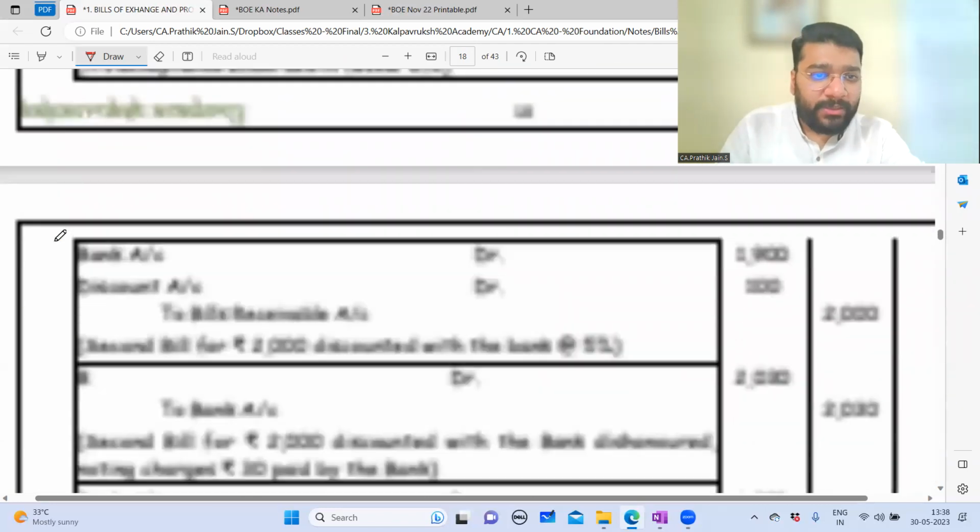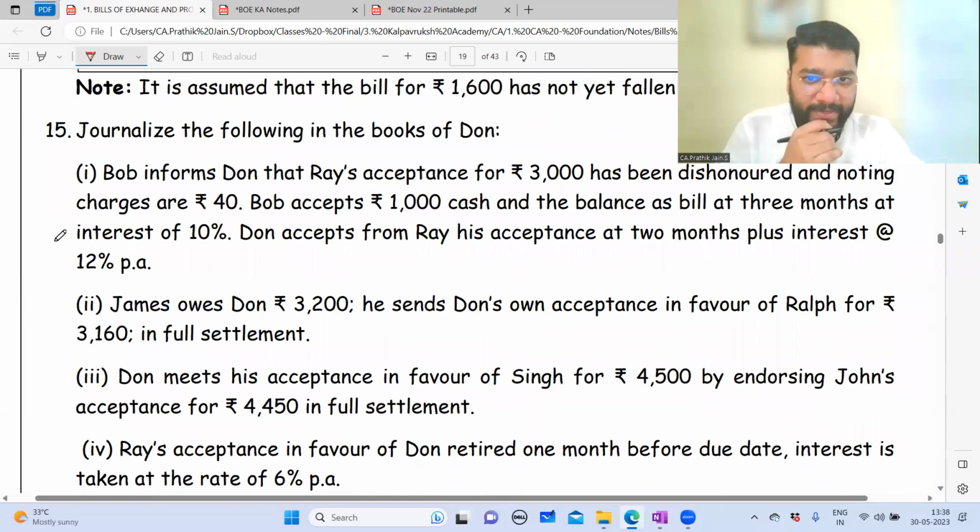Sir. Yes, boss. Can you send the scanner alone? Yes. Just put a message in the group. We'll encrypt and send it.